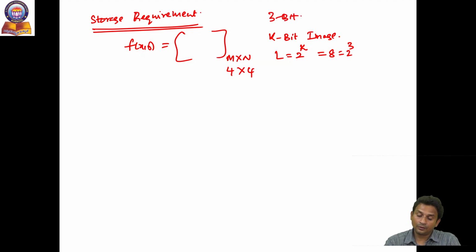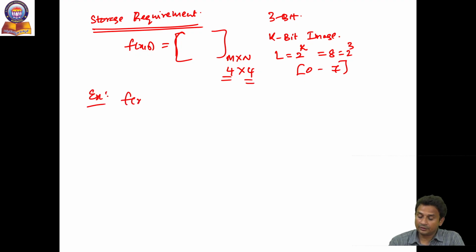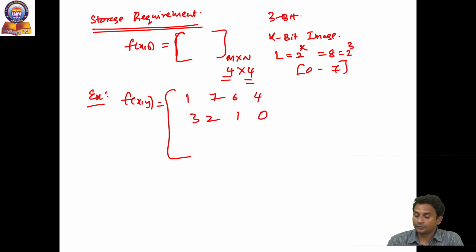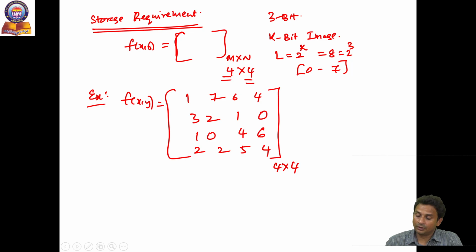In a 4 by 4 image, we will have a total of 16 pixels. Since it is a 3-bit image where grayscale is divided into only 8 levels, pixels will be in the range 0 to 7. So in order to represent every pixel, we need only 3 bits. So let me take an example. f of x,y is a 4 by 4 image, 4 rows and 4 columns. Pixels are 1764, 3210, 1046, 2254. This is an example of a 4 by 4 3-bit image.